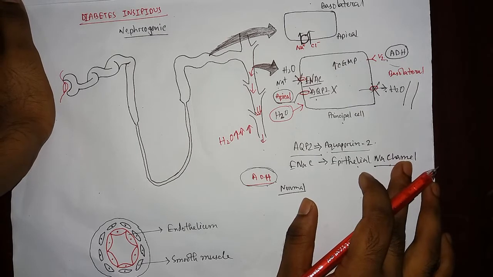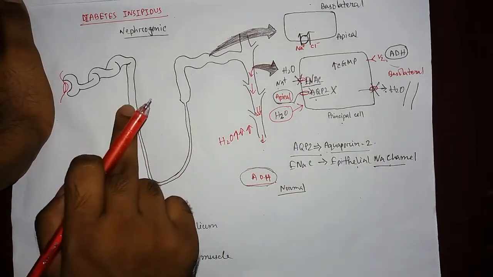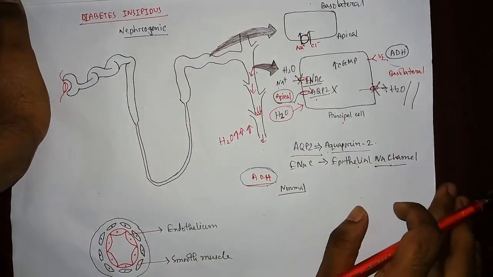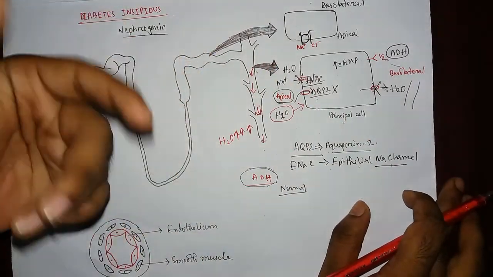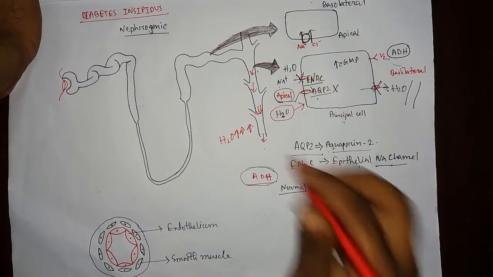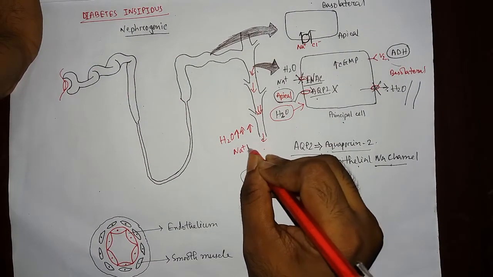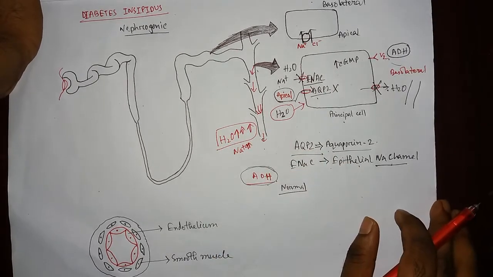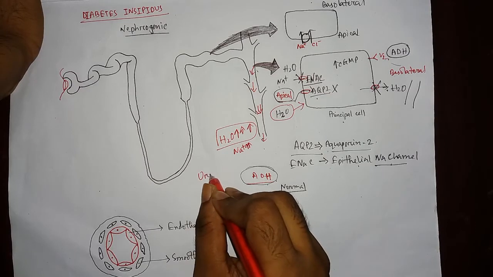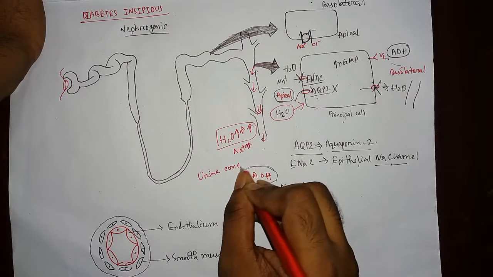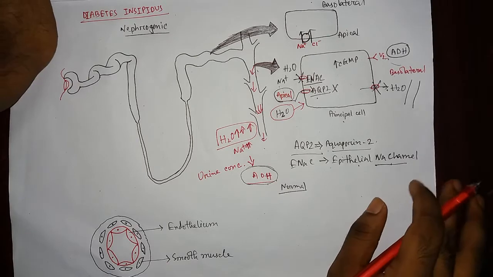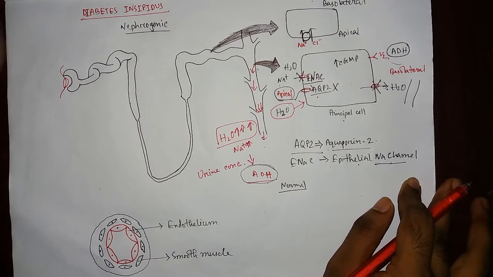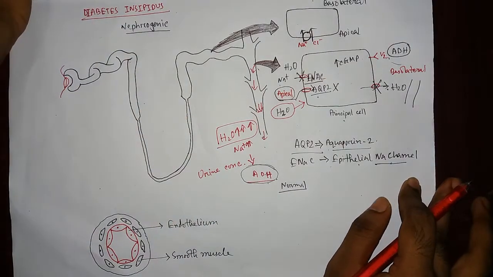But think that sodium is already absorbed in the proximal tubule and late distal tubule, so your sodium concentration will not be too much in the urine, but the water amount will be too much in the urine. So as a result, your urine concentration will decrease. Why will urine concentration decrease? Because more water is excreting through the nephron.